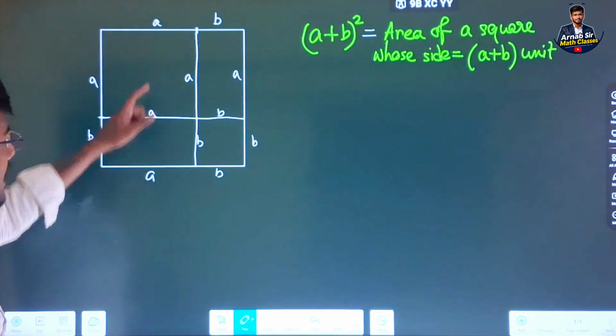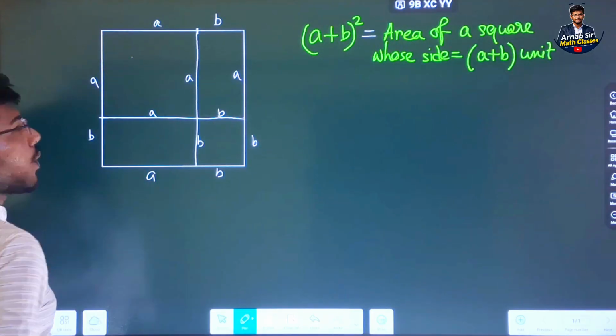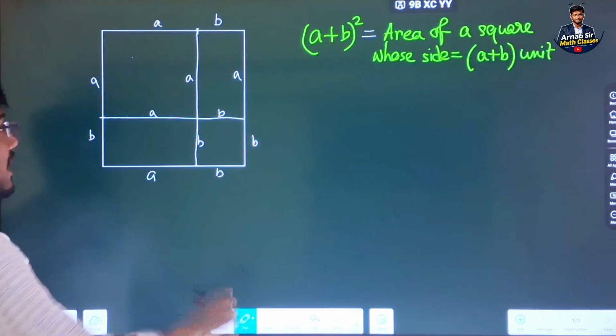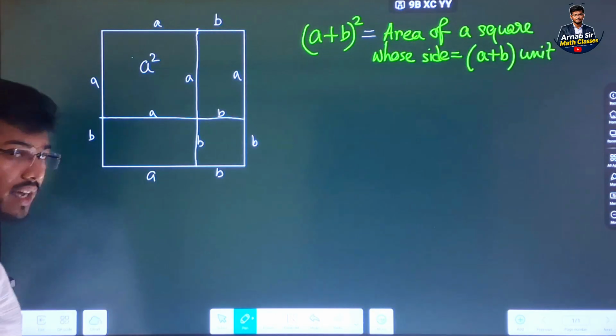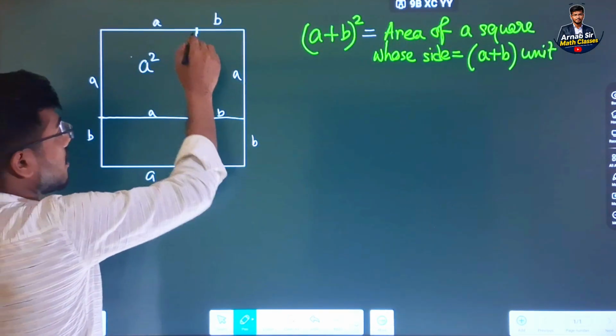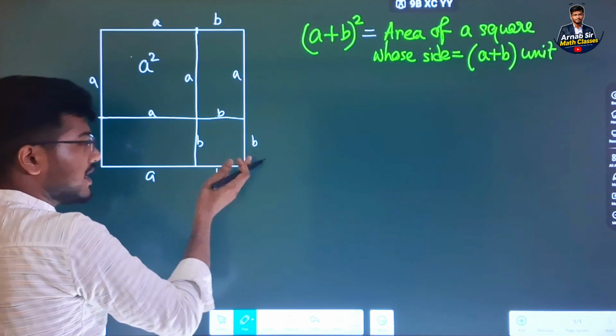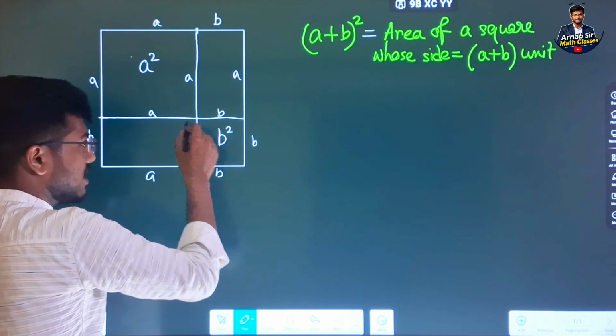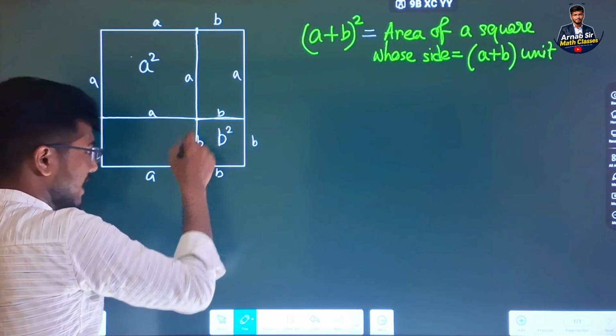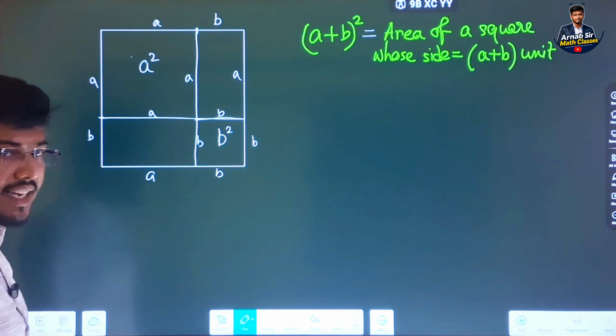One thing you have to notice is that this is a square. So what is the area of the square? The area of the square is side square. That means this area represents a square. Obviously it is a square. So we have to write that the area of this small box is b square.